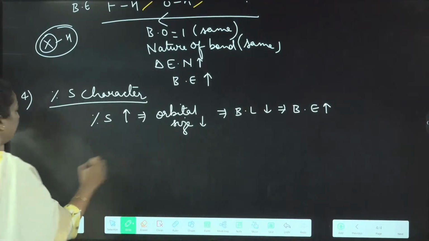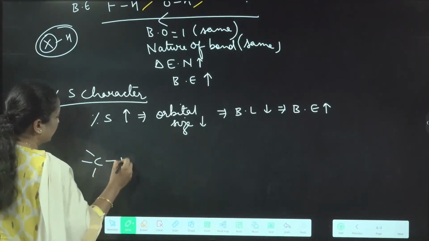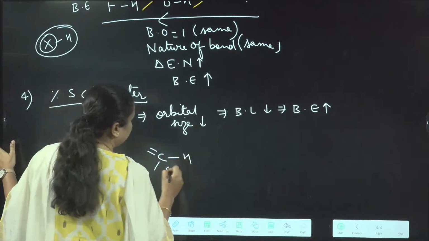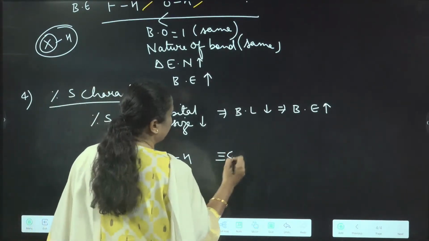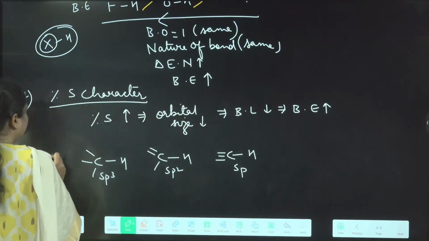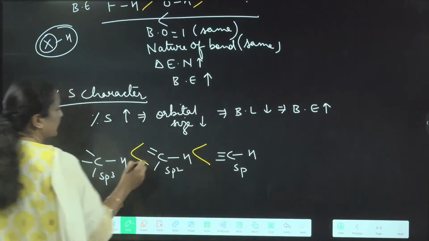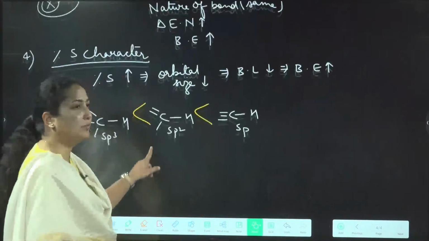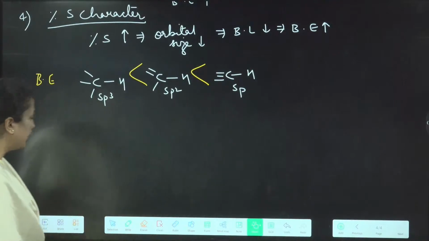Right? Now, suppose if at all I give you something like this, it is sp3 hybridized, you are having like this sp2 hybridized, and I'm giving you something like this sp hybridized. So what about bond energy? As the percentage S increases, you're going to have higher bond energy, right? So make sure all of you are writing this.